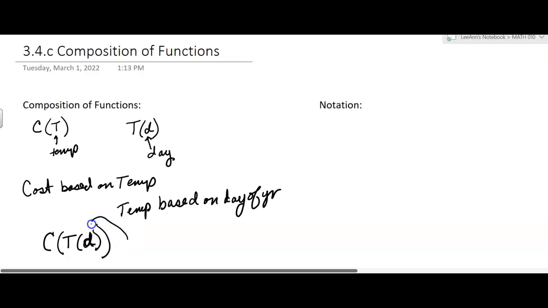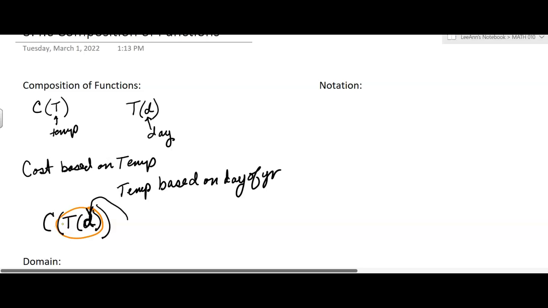So we're putting an input into the temperature function. We say, okay, it's March 1st, here's the average temperature. Then we take that result, that output, and it becomes the input for the cost function. So then we base the cost function on whatever that temperature was. Okay? So that's the idea of the composition of functions.